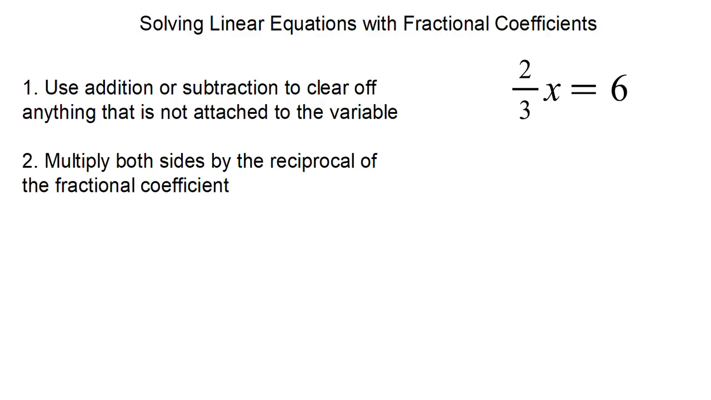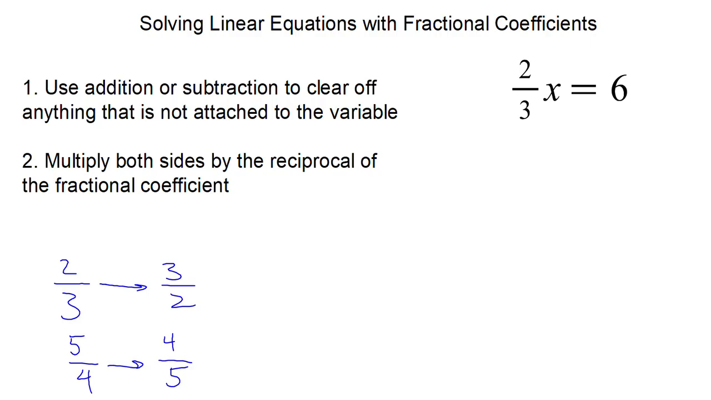Step 2 says multiply both sides by the reciprocal of that fractional coefficient. Let's talk about what that even means. A reciprocal just means if I have 2/3, the reciprocal would be 3/2. We would just flip it. If I had 5/4, the reciprocal would just be 4/5. So we're going to multiply by the reciprocal.